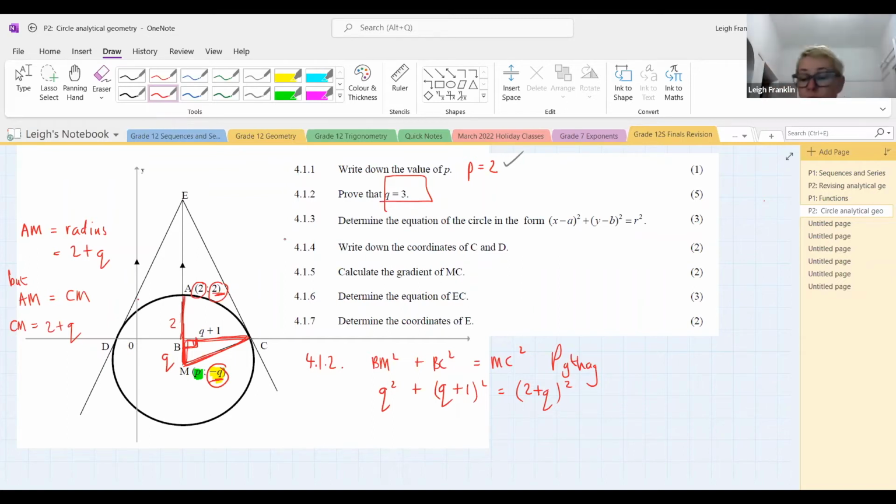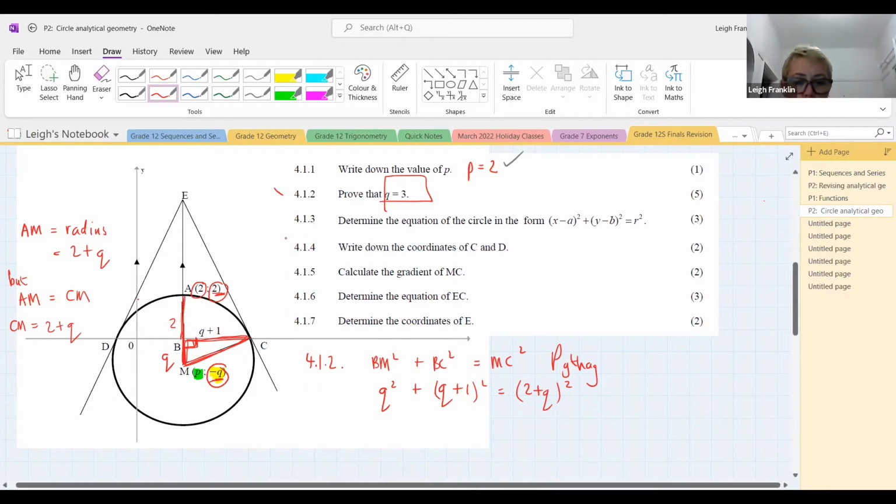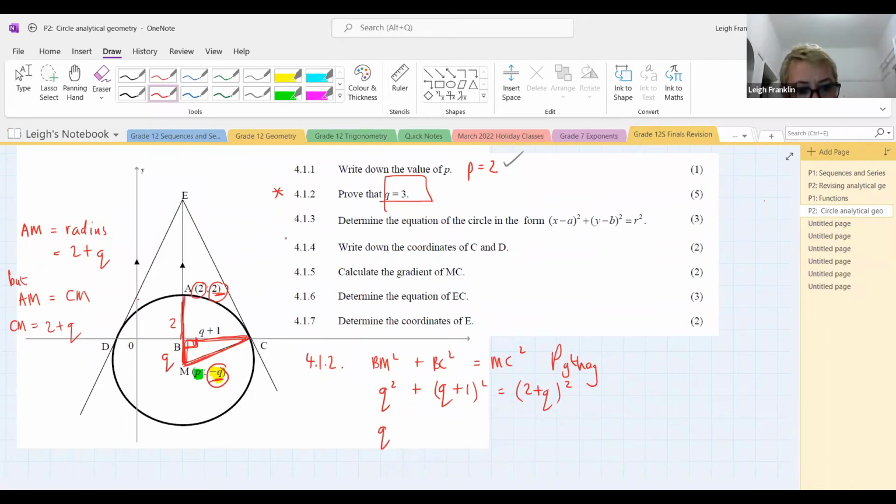Okay, so this was a very, very difficult thinking question, which I'm sure would have put a lot of people off the rest of the questions. But because they told us that Q was equal to 3, they gave us the answer. So at least we would be able to continue with the rest of the questions, even if we were not able to do question 4.1.2.